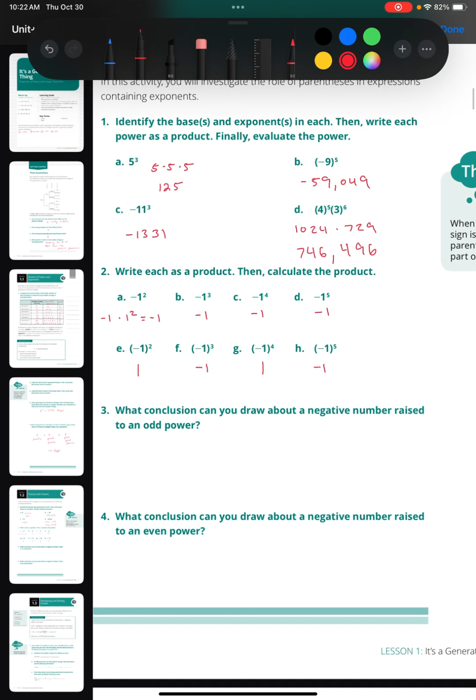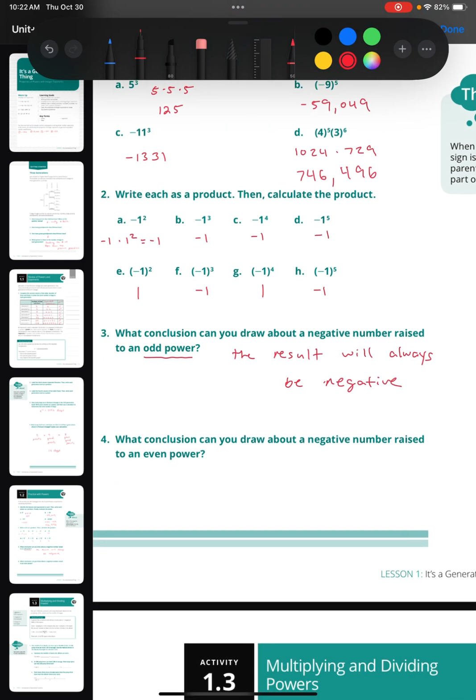So what conclusion can we draw about a negative number raised to an odd power? The result will always be negative. And then for 4 is the opposite. What conclusion can we draw from a negative number raised to an even power? The result will always be positive. Because an even number of negative numbers multiplied together gives you a positive answer.